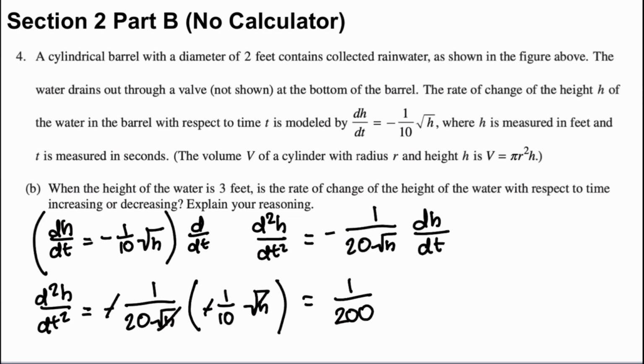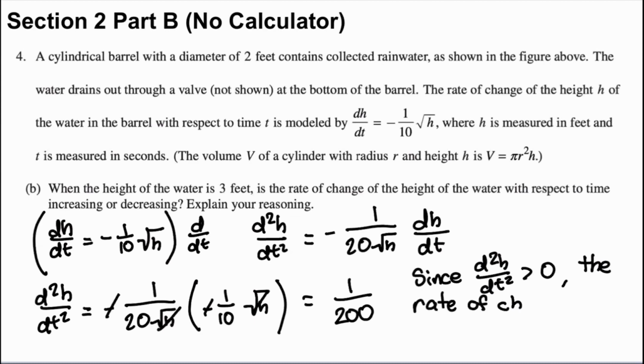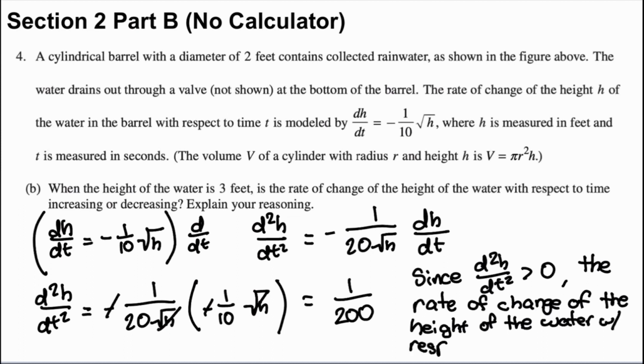So now we have to interpret this in the context of the problem. We're going to say that since the second derivative of h with respect to t is greater than 0, meaning it's positive, and I'm going to use the same wording that the problem uses, the rate of change of the height of the water with respect to time, I'll just make a little asterisk here, is increasing.